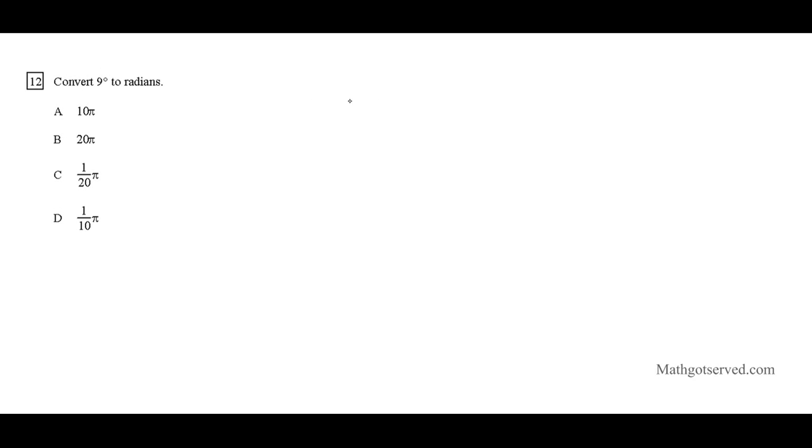All right, let's take a look at question number 12. Convert 9 degrees to radians. So to convert this to radians, I'm going to multiply it by the conversion factor with the degree on the bottom, namely pi over 180 degrees. All right, so the pi's cancel out. 9 goes into 180 twenty times. So our answer is pi over 20. You can also write this as 1 over 20 pi. Final answer is option C.